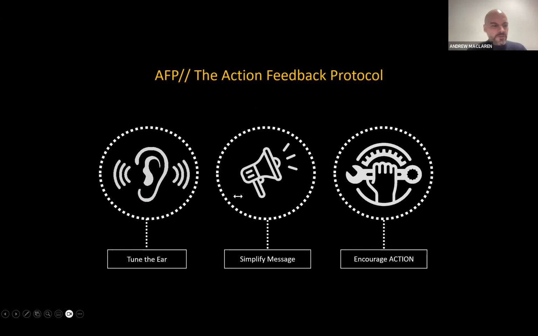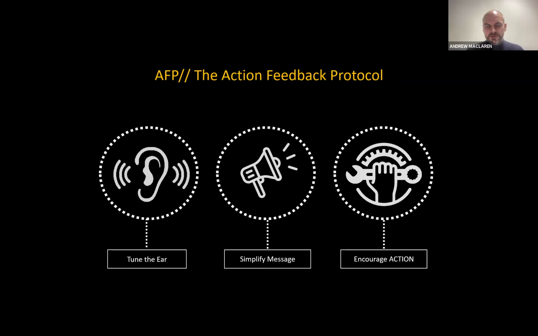So the broad thinking behind the action feedback protocol is that feedback quality does not equal feedback impact. We acknowledge that as educators, we're very good at mining away and producing feedback, but as a sector we're generally less effective at designing feedback that actually changes what students do. And I think that resonates with our previous presentation.